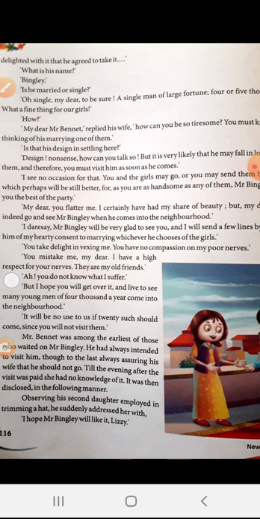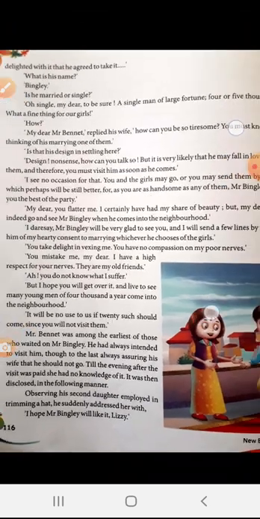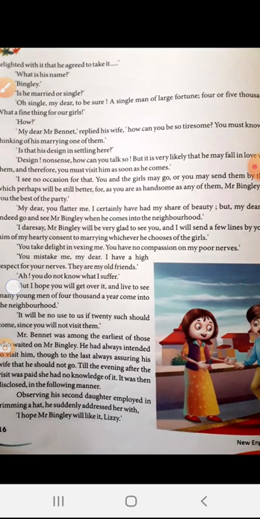"You and the girls may go, or you may send them." He gave an option to Mrs. Bennet that she and the girls may go and meet Mr. Bingley, or she can send the girls, which perhaps will be still better, whichever she thinks is suitable for Mr. Bingley. "You may send one of them, as you are as handsome as any of them. Mr. Bingley might like you the best of the party."